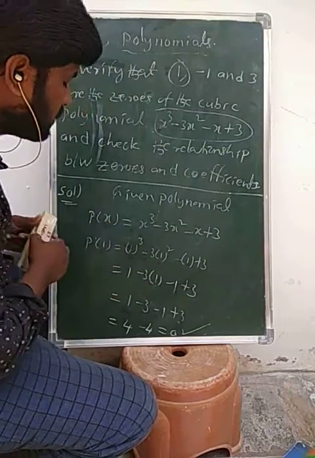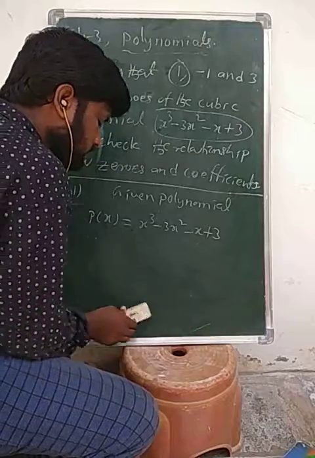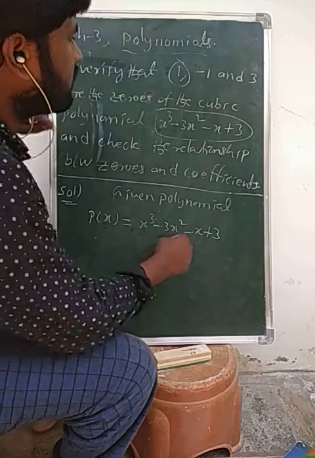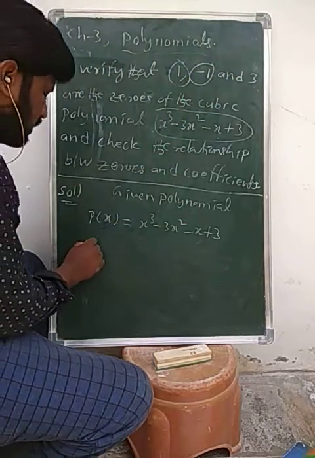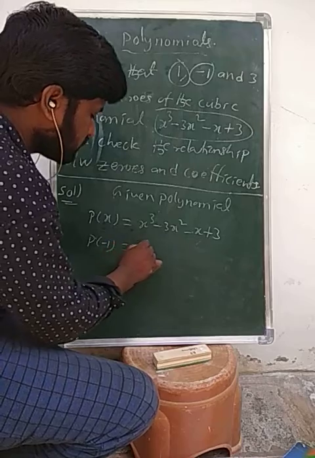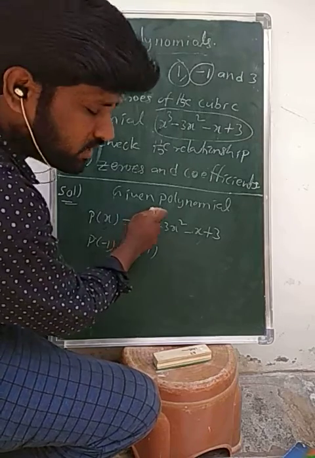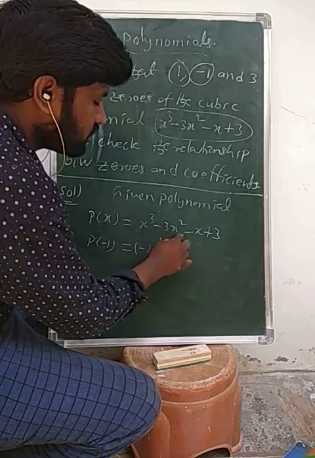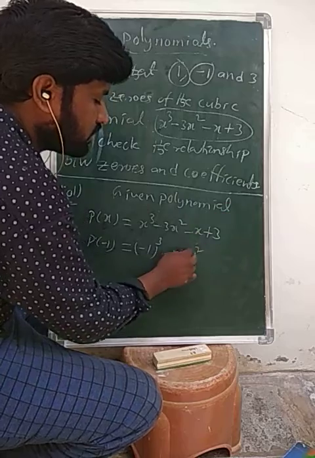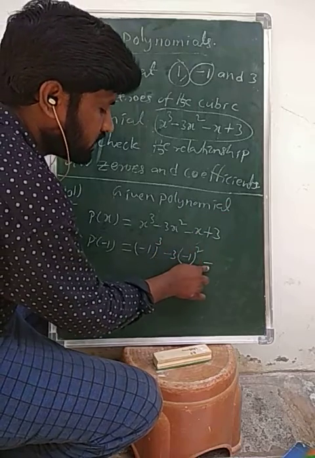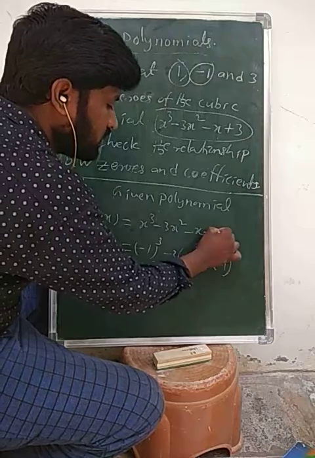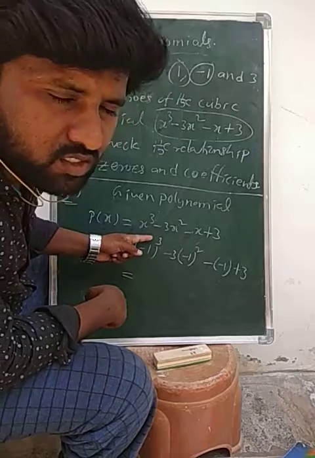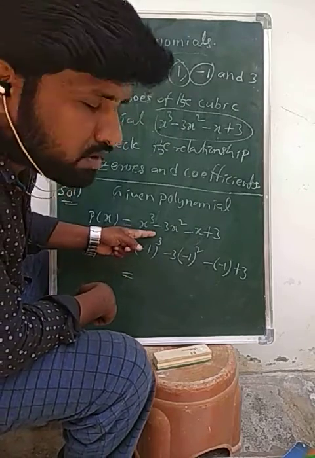Okay, so next I am replacing x, this time, with minus 1. P of minus 1 is equal to x whole cube, that is minus 1 whole cube, minus 3 of x square, that is minus 1 whole square. Already in the polynomial minus is there, minus x means minus of minus 1, plus 3.